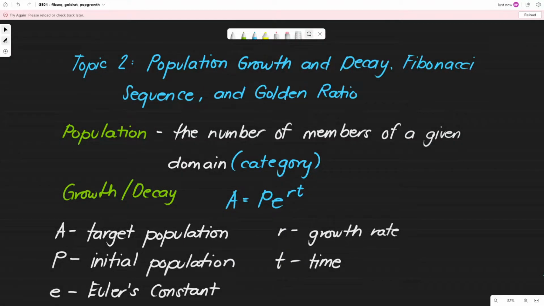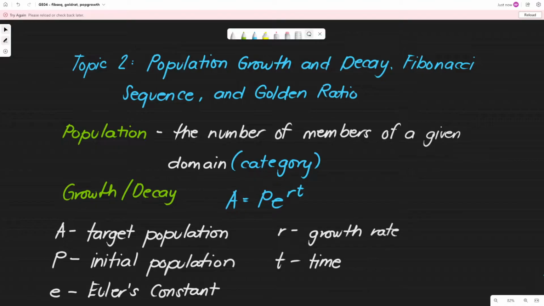Hello friends, so today we will be discussing population growth and decay, Fibonacci sequence, and golden ratio. So this is in continuation with the previous lesson, the introduction to mathematics in the modern world. Okay, so let's first discuss population growth and decay.